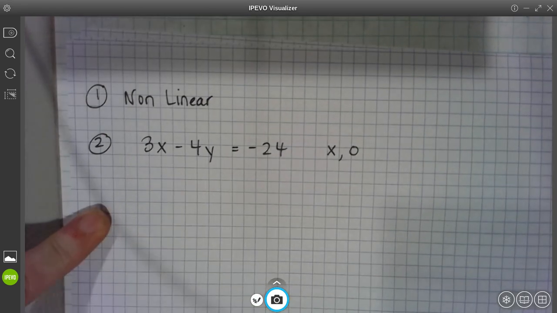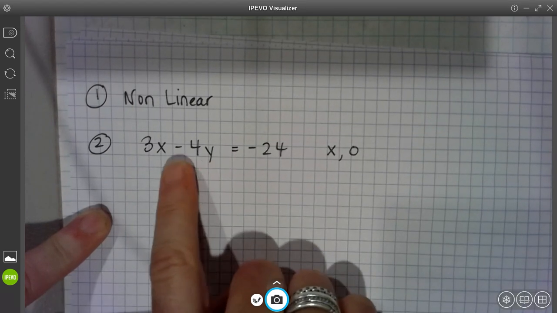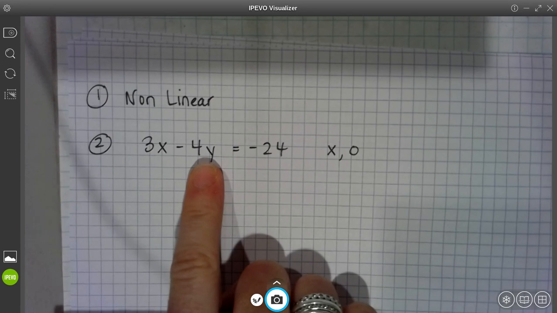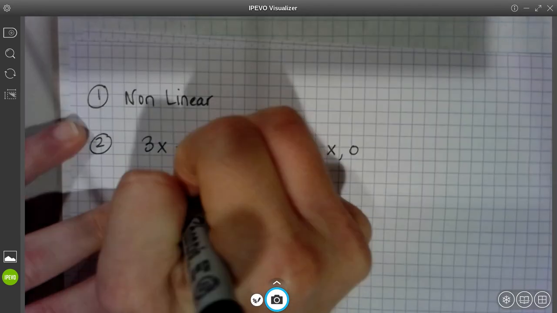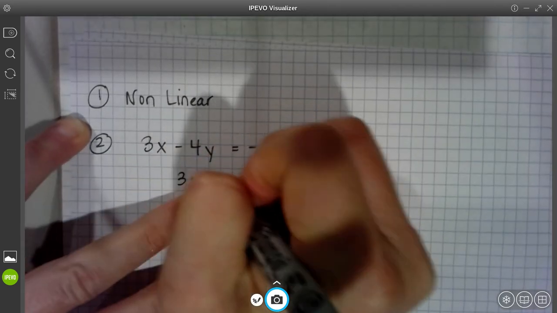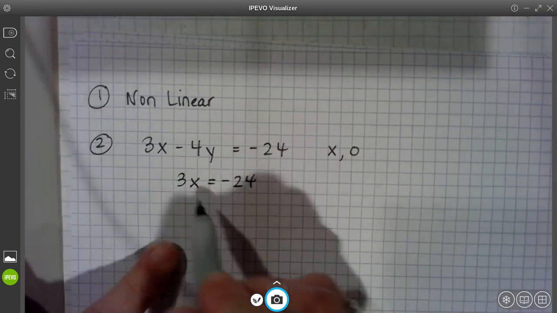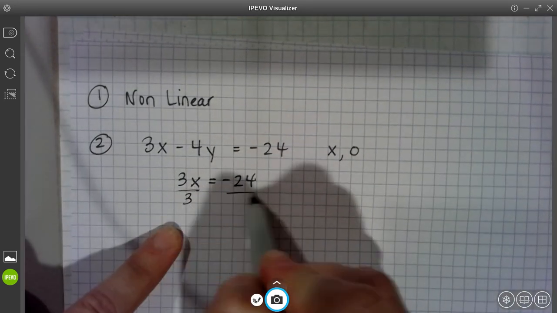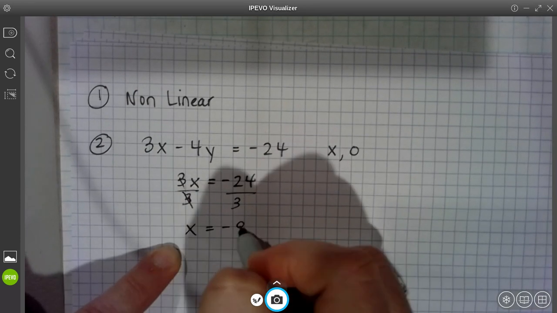And it became that whole cover and solve process. So if y is 0, let y be 0. Negative 4 times 0, guys, that's 0. That part of the problem is gone. So cover it up. That leaves you with 3x equals negative 24. And then all you have to do to get x is divide by 3. So divide by 3. And you find out that x is equal to negative 8.